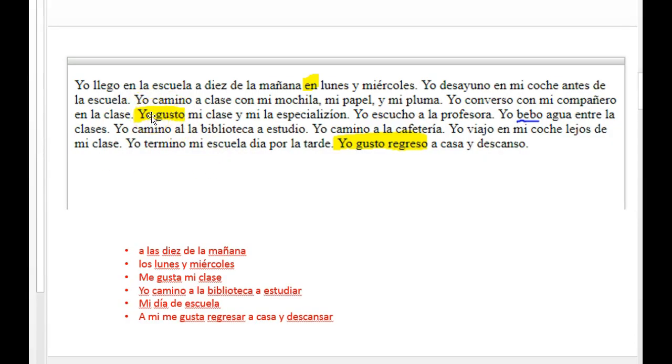It's not yo gusto, es a mí me gusta mi clase. And then I marked bebo because beber is not in chapter 2, it's in chapter 3. And then it's not yo gusto, but a mí me gusta regresar. So this is completely wrong. So remember, and here it should be a mí me gusta regresar a casa y descansar. I put it around here. Okay. Where is mi día de escuela? Okay. Yo termino mi día de escuela should be. Okay.